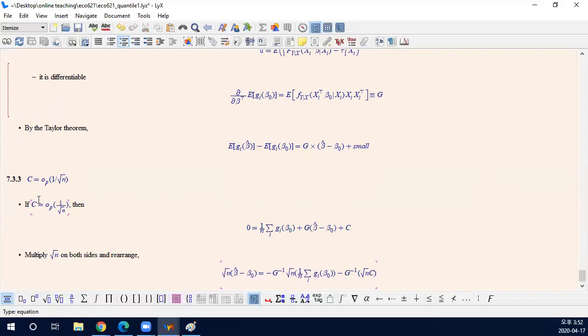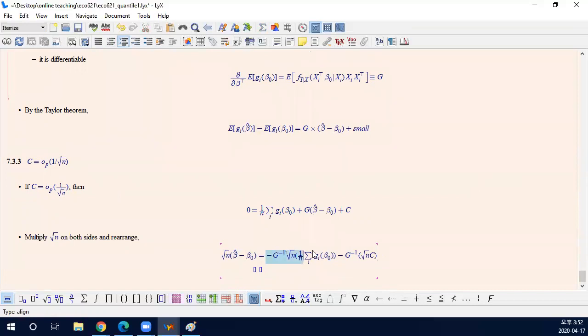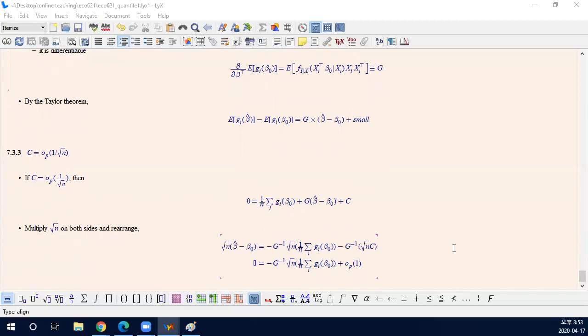Then if this is true, then square root n of c will be small op1, so it will be g inverse times small op1. Anyhow, g inverse is just a constant matrix, so it does not diverge. So in the end, everything will be small op1. So the final term will be small enough to be ignorable. Therefore, we do not need to worry about the asymptotic normality. We have the CLT, the central limit theorem, for this term, so it applies the same.